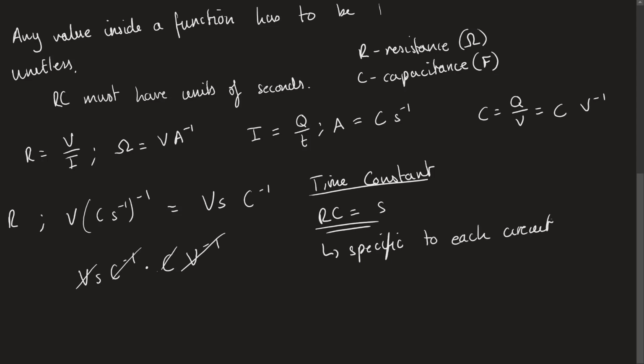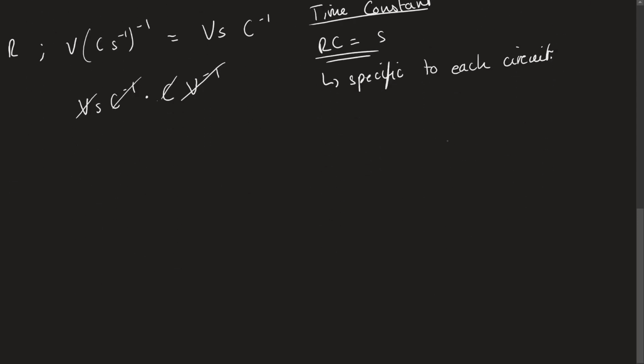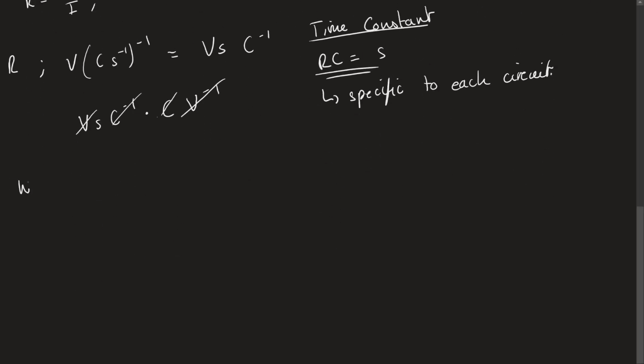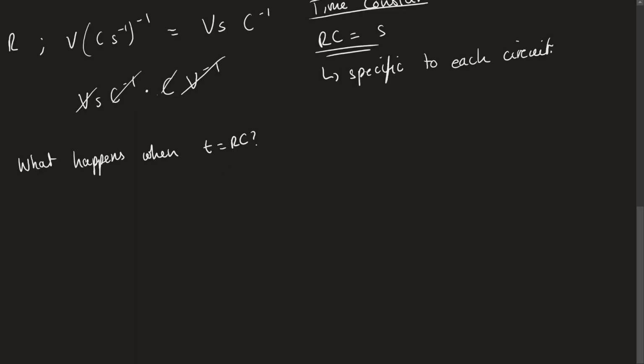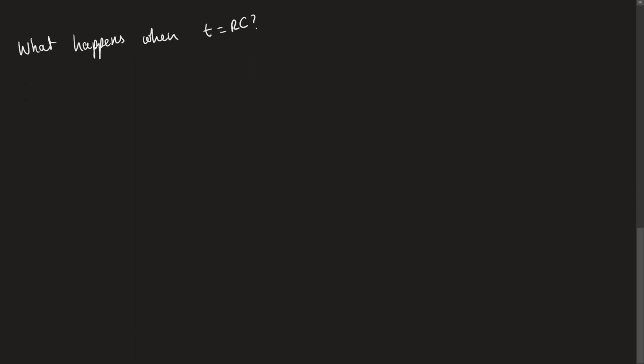And then we have to say, okay, but why is that specific? Why is that important? In order to do that, we have to say, what happens in each of these cases for charging and discharging when the time that has passed is exactly the time constant. So let's scroll down here and say what happens when t is equal to RC.